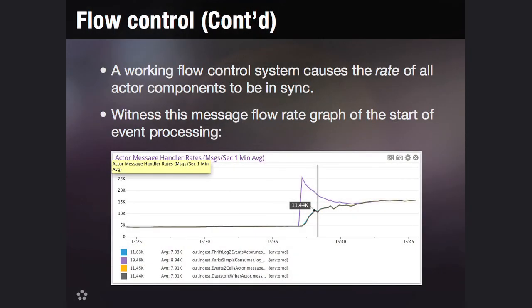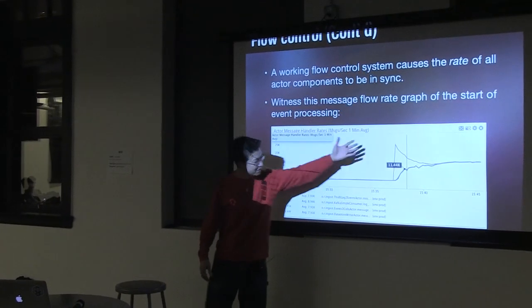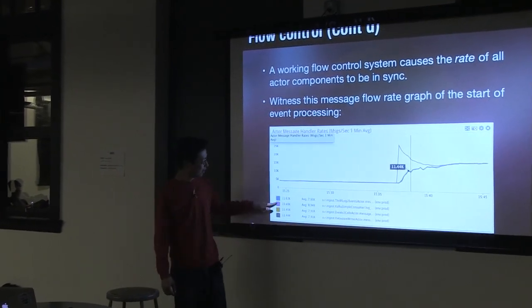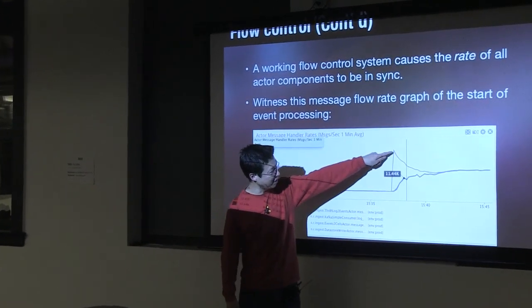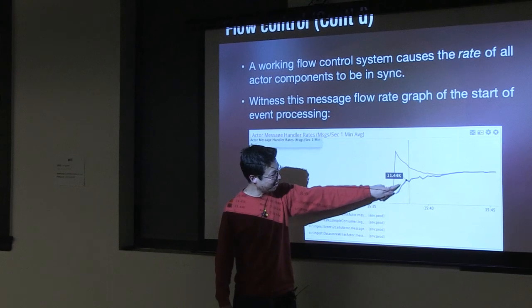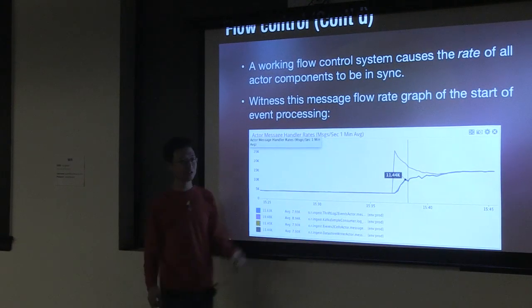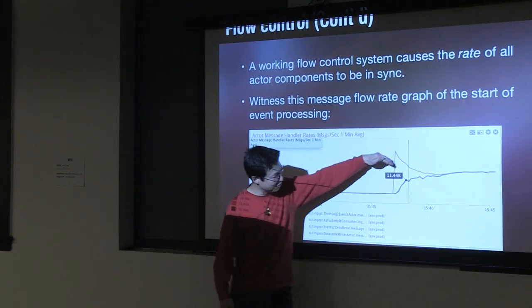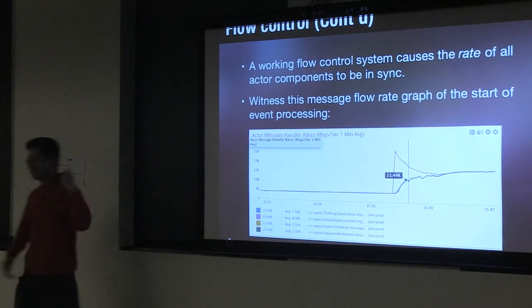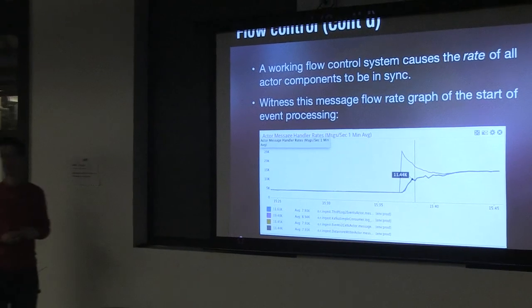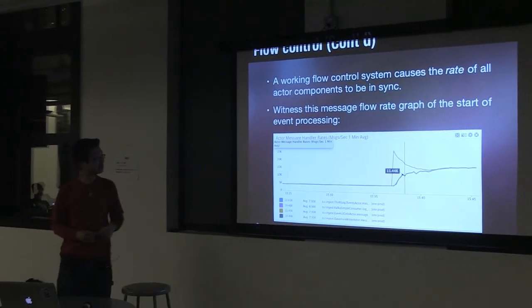So I'll show you an example of the flow control system working. This is an example of when we first turn on Kafka, and you can see that the actor consuming from Kafka gets a huge spike, and then these are the later actors that are processing the messages after that. You can see that they start converging. The Kafka one slows down, and this one shoots up, and then they converge, right? So that's the kind of graph you want to see if your flow control system is working.